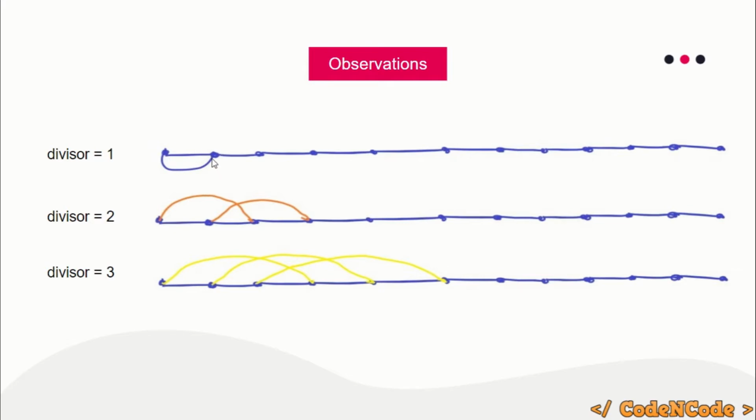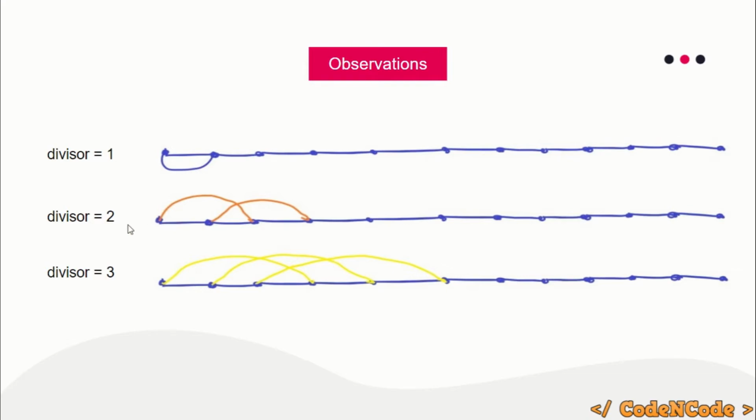So this is of length 1. So what you can do is create a length 1 segment, and then you can repeat the same 5 more times, and the whole segment will be covered. This is when the segment length is 1.